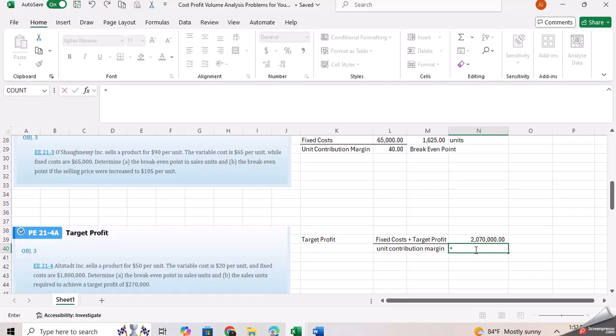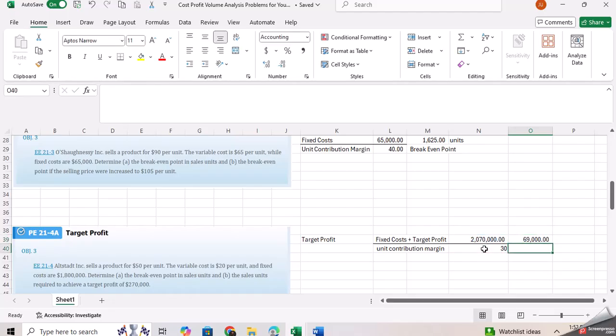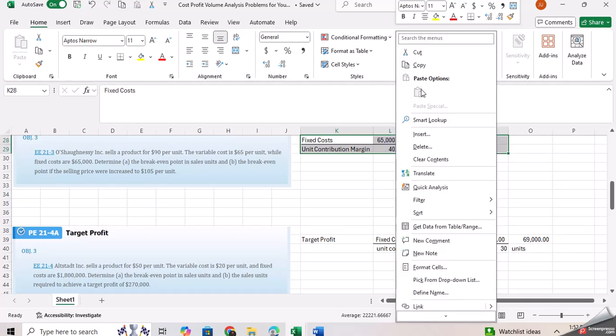Then our unit contribution margin is the $50 selling price minus the $20 cost per unit, so $30 per unit. And then divide those, and we get 69,000 units. Again, our break even is the same formula that we have up here, so I'm going to copy that down because it does also ask us to do that.